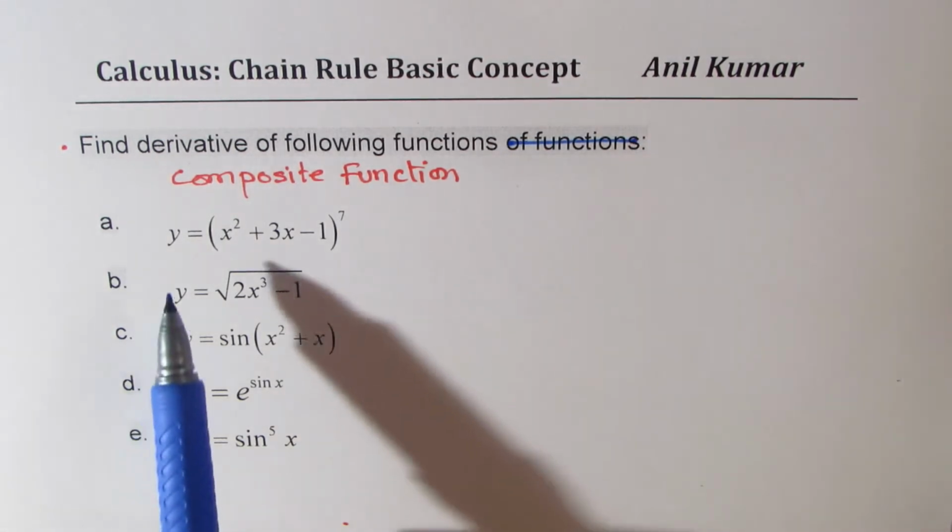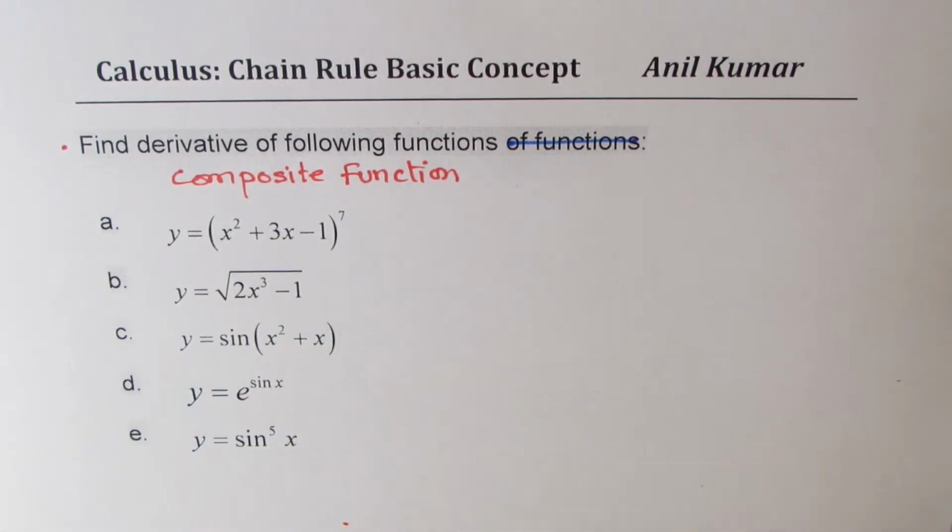Okay. So the 5 of them are y equals (x squared plus 3x minus 1) to the power of 7, y equals square root of 2x cubed minus 1, y equals sine of (x squared plus x), y equals e to the power of sine x, and y equals sine to the power of 5x.